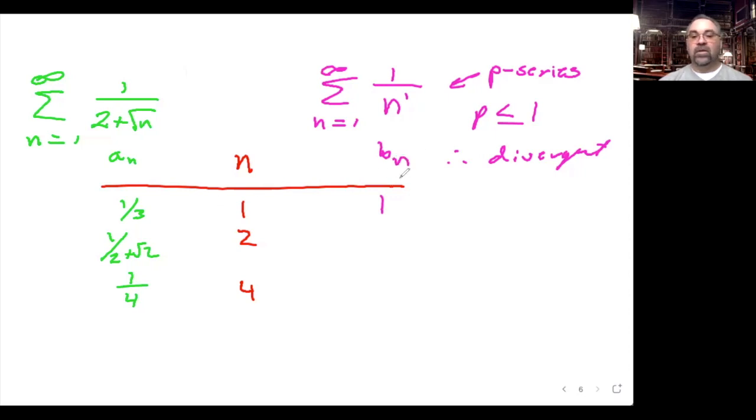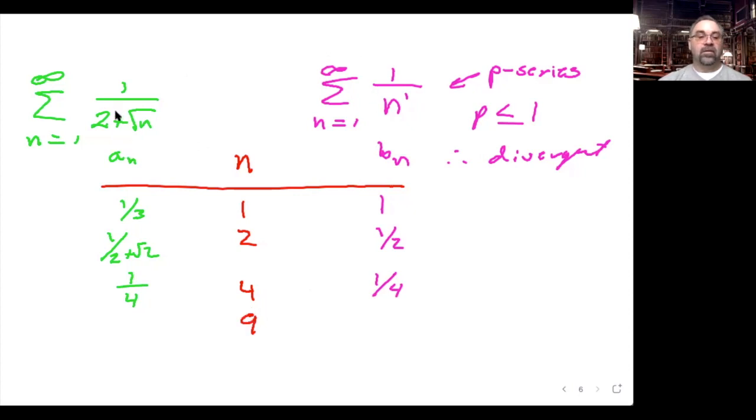Okay, b sub n is 1. If n is 2, right, b sub n is 1/2. Okay, what happens when n is 4? They're equal to each other now. Oh, wait a minute. Okay. And once we get to, let's pick a nice perfect square, n equal 9.